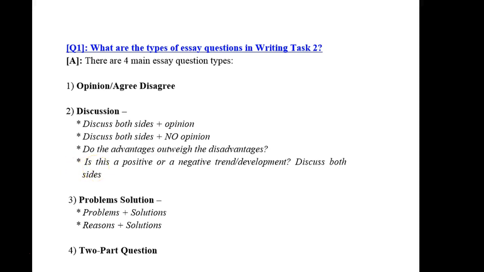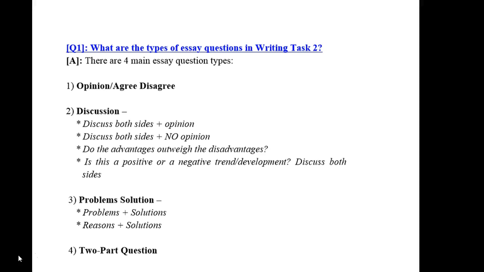In the question, you will find: do the advantages outweigh the disadvantages? In this case, you have to discuss A, the advantages, and B, the disadvantages of something such as technology. And then at the end, answer this question, whether the advantages outweigh the disadvantages, based on addressing both sides.